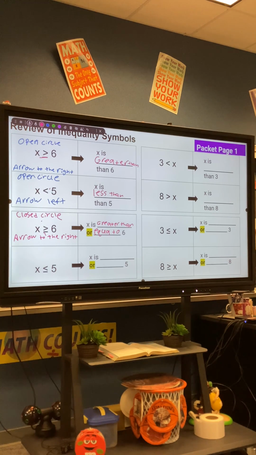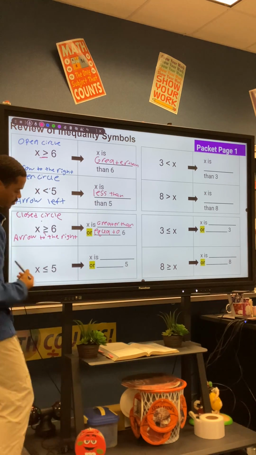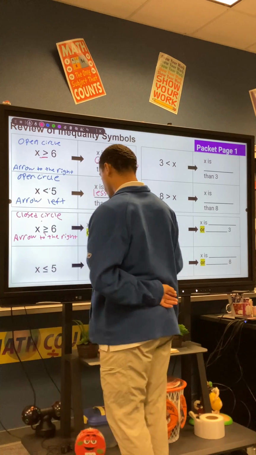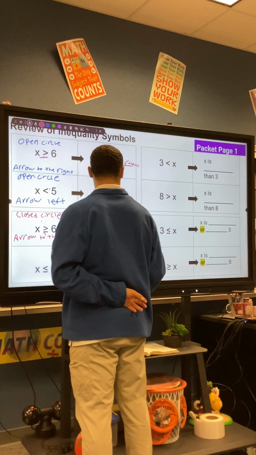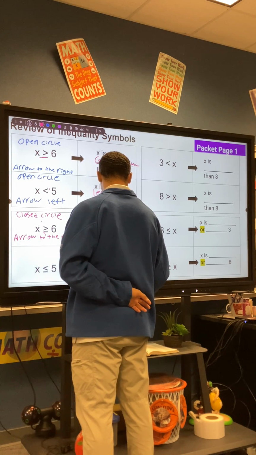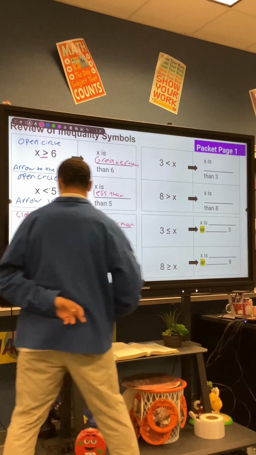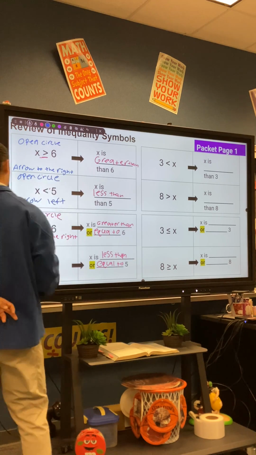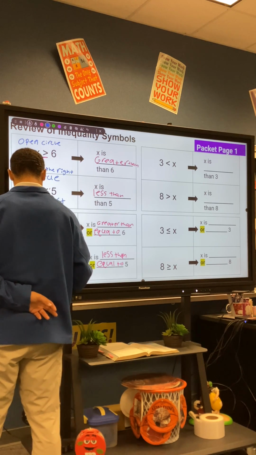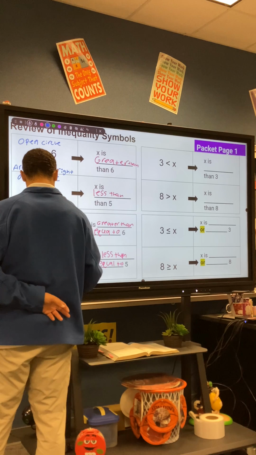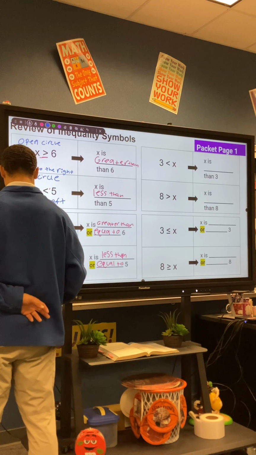Same thing here. x is less than or equal to 5. So that's what we'll write in our little blanks. Less than or equal to 5. So again, I'm going to make this a closed circle, and my arrow is going to go to my left.